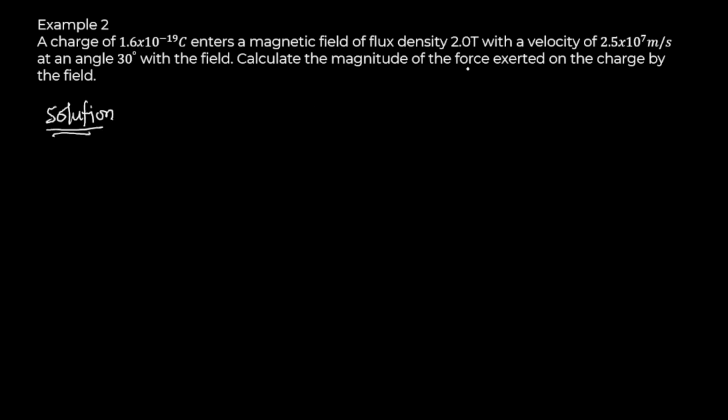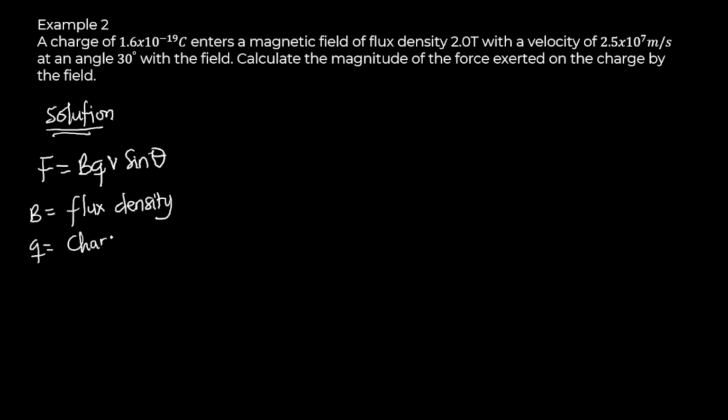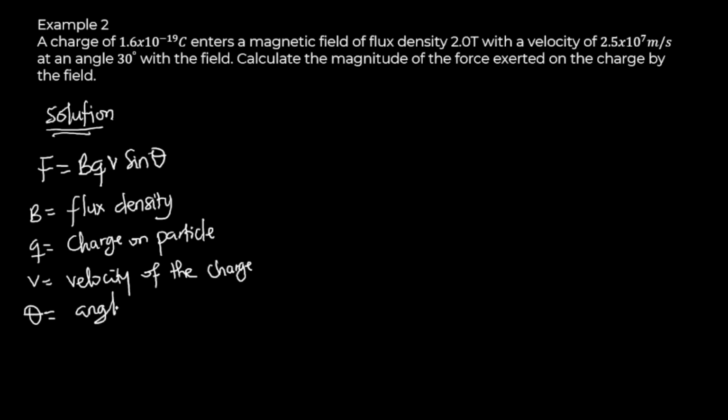So the question demands that we calculate the magnitude of the force exerted on the charge. Now, if you have a charge present in a magnetic field moving at a particular velocity, the force becomes F is equal to BQV sine theta, where B is the magnetic flux density, Q is the charge on the charged particle, V is the velocity at which the charged particle is moving, and theta is the angle at which the charged particle is moving in the field.